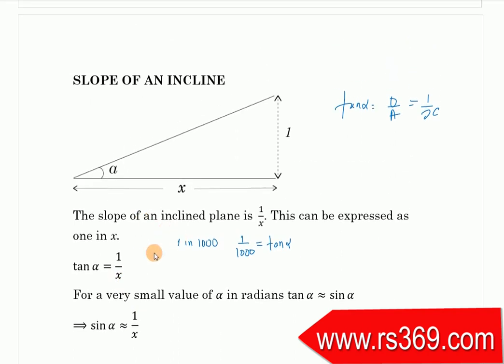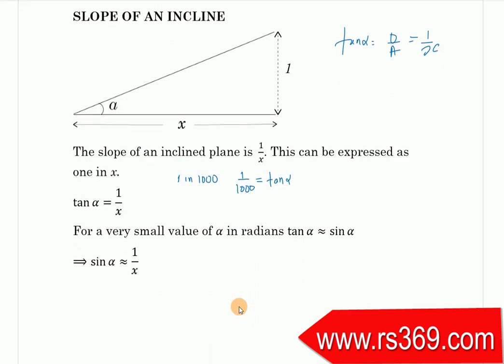However, if alpha is very small, particularly in radians, then you cannot make a distinction between tan alpha and sin alpha. So sin alpha is also approximately equal to 1 over x. It is true that tan alpha is equal to 1 over x, but when alpha is very small, there is no difference between tan alpha and sin alpha. If x is very big, the hypotenuse will not be very different from the adjacent side. It will be almost the same, such that getting the sine, which is opposite over hypotenuse, gives almost the same thing as opposite over adjacent.